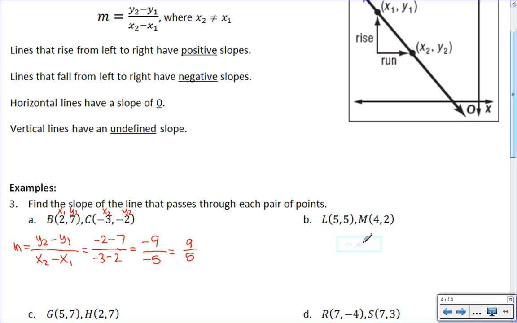Okay, let's try the next one. So again, we have our slope formula, y2 minus y1 over x2 minus x1. And we want to label our 2 points. This is x and y of the first point, x and y of the second point. And then substitute. So y2, which is 2, minus y1, which is 5. x2 is 4, minus x1, which is 5. 2 minus 5 is -3. 4 minus 5 is -1. And again, we'll reduce completely just to get a slope of +3.